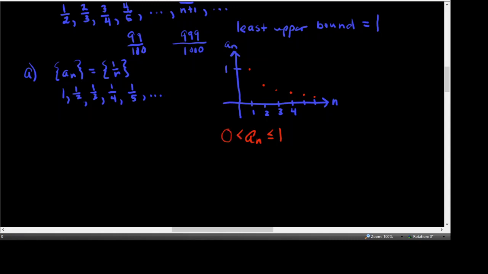As you can see in the graph, the highest value that we get is the highest point, and the lowest is what this is approaching. These are getting closer and closer to 0 as n increases to infinity. So all terms of the sequence are between 0 and 1, including 1. So therefore, this is bounded.